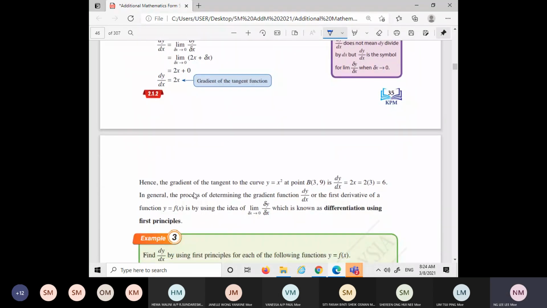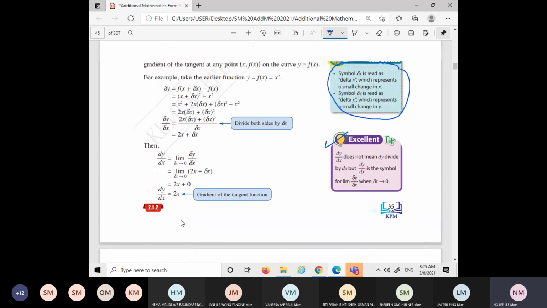See? The gradient of the tangent to the curve y equals x squared at the point B (3, 9) is this. After they get ready, then they substitute the point B. This one we call differentiation using the first principle. This method. Now we come back here.